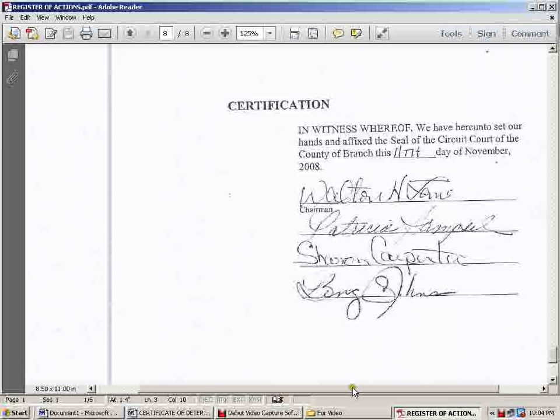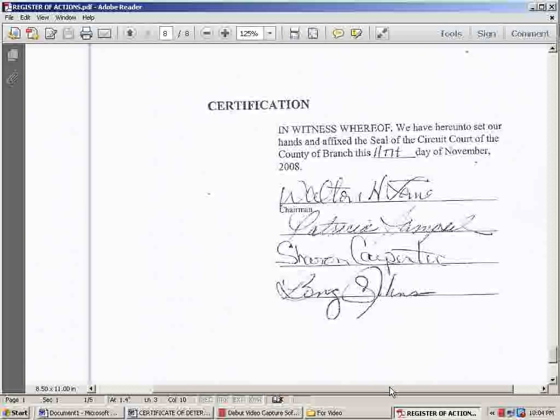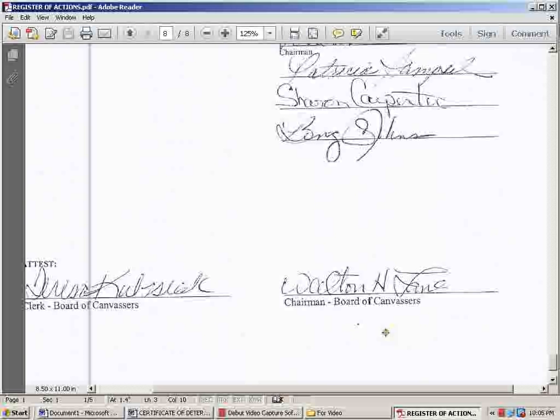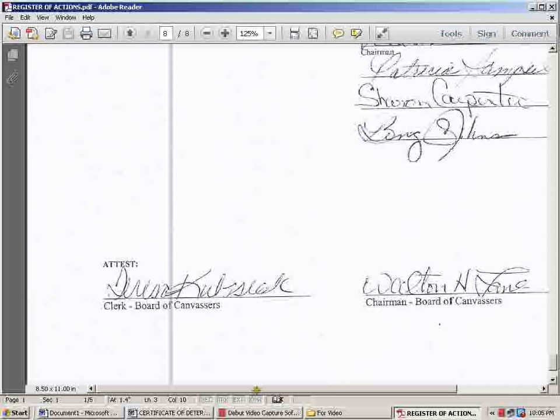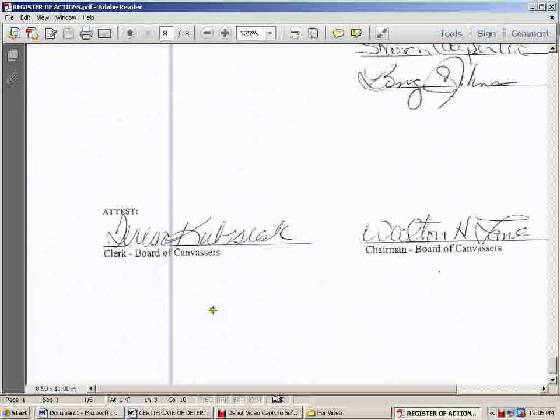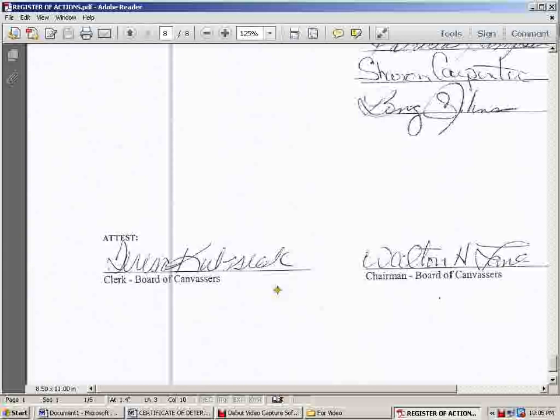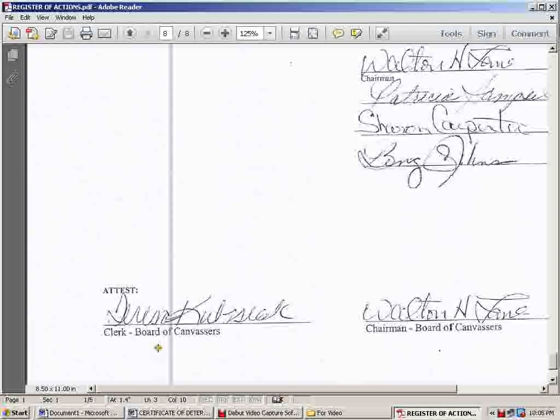Now I have to think about this. Why is it we have hereunto set our hand and affixed the seal of the circuit court of the county of Branch? Why are these guys, who are the county canvassers, how is it that they have the seal of the circuit court of the county? And the only reason I guess it could be is because the county clerk, well, we have to guess this is the county clerk because I can't read her name, as clerk of the Board of Canvassers. Normally they're supposed to put your name under here too so we know who you are. Print your name, sign your name, put your title.